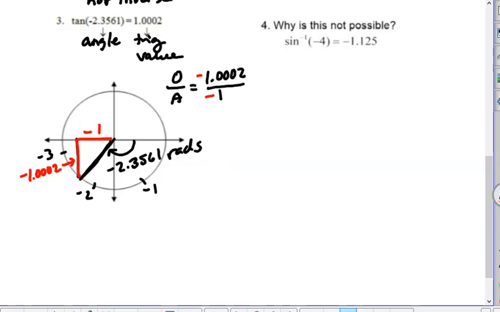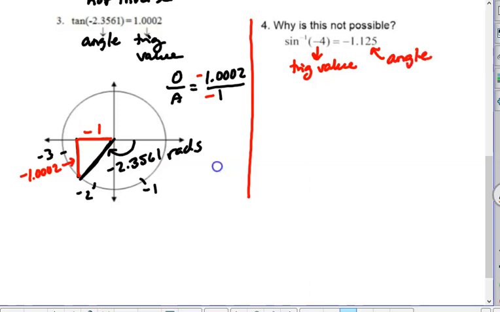So what I'm asking you to do on this problem is to identify clearly what the meaning of the numbers are by drawing a reasonably accurate sketch of the angle and labeling two sides of the reference triangle. Now problem number 4 is a concept question, but I'm asking you, why is this not possible? So in this case, since this is an inverse function, this is the trig value, and this is the angle in radians.